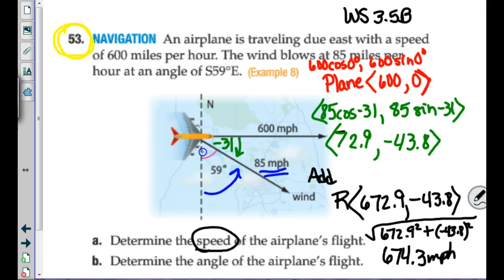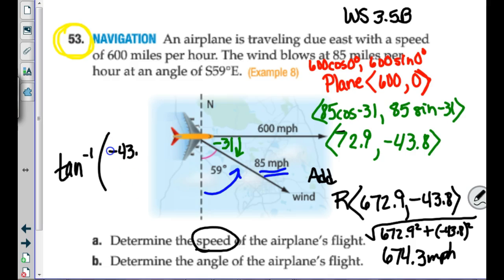Okay. So the plane thinks it's flying 600, but from the direction of the wind, could you tell it was helping it some? Okay. It's helping it not 85 because it's not blowing directly behind it, but it's helping it 74 miles an hour because it is pushing it a lot. All right, then the angle. If we do inverse tangent, what numbers are we using?